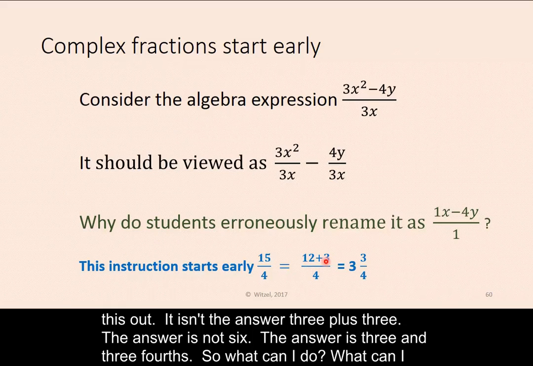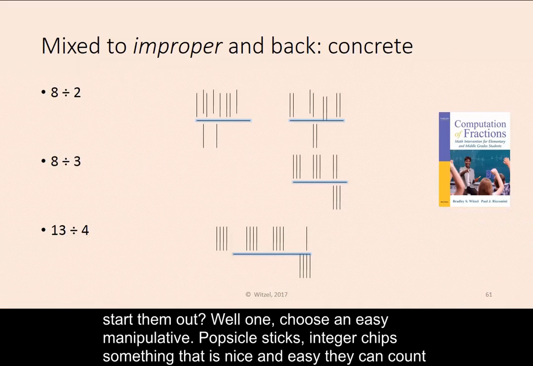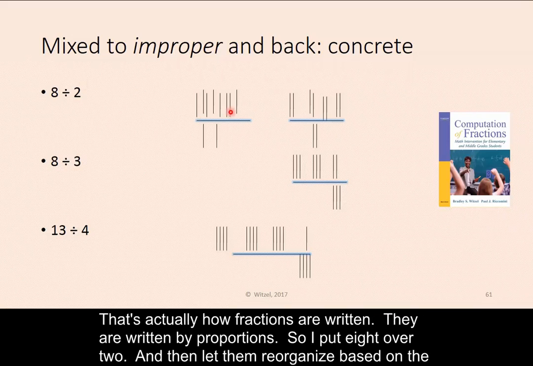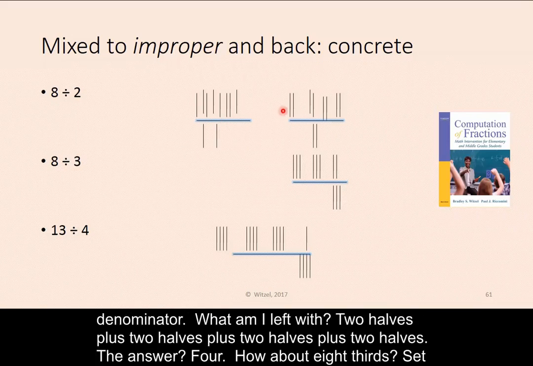So what can I do? Where can I start them out? Well, one, choose an easy manipulative. Popsicle sticks, integer chips, something that's nice and easy they can count with. Take a look at 8 halves. So I set them up and I put this in a proportional way to approach it. So we're setting up by proportions. That's actually how fractions are written. They're written by proportions. So I put 8 over 2. And then let them reorganize based on the denominator. What am I left with? 2 halves, plus 2 halves, plus 2 halves, plus 2 halves. The answer? 4. How about 8/3?